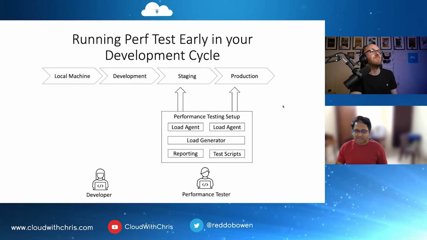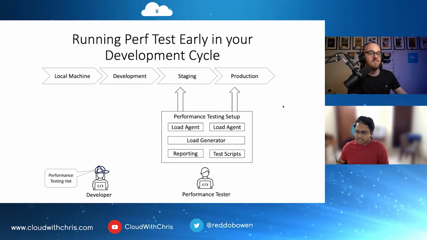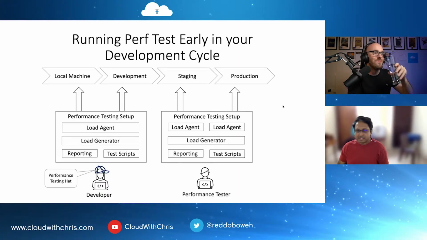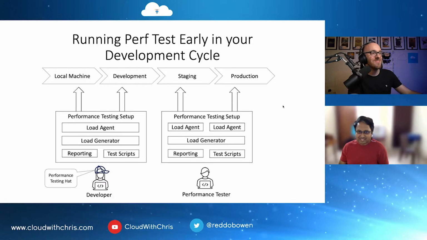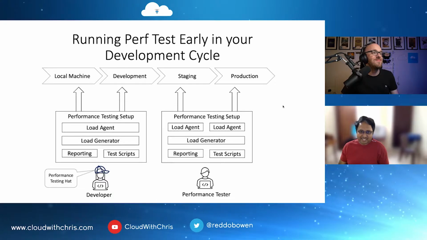That should be easy, right? Like, we should shift left. We already have a performance test set up on a higher environment. So all I need to do as a developer is go where the performance test is, borrow the perf test setup, and start running performance scripts on my local machine in development. It's easier said than done.